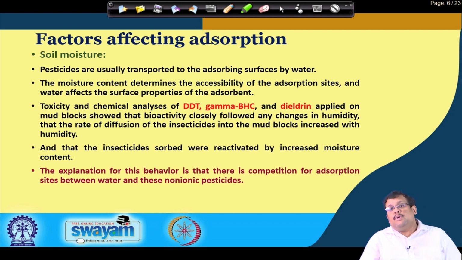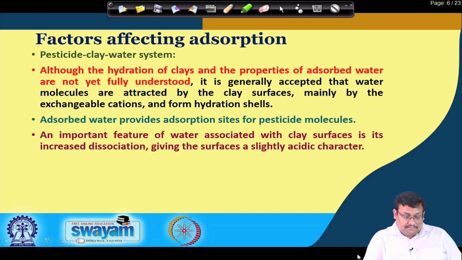So, soil moisture plays an important role for movement of these toxic pesticides, and the insecticide sorbed were reactivated by increased moisture content. So, they have also seen that the insecticide sorbed were reactivated by increasing the moisture content, and the explanation for this behavior is that there is competition for adsorption sites between the water and these non-ionic pesticides. So, this is the reason that soil moisture plays an important role for adsorption of different organic and inorganic pollutants.